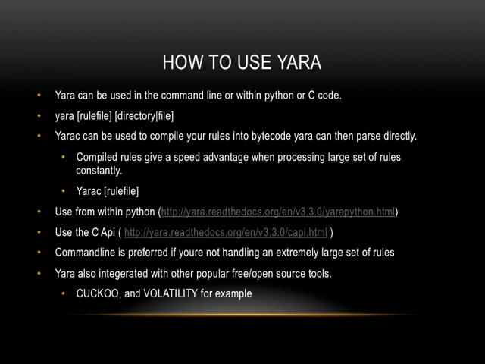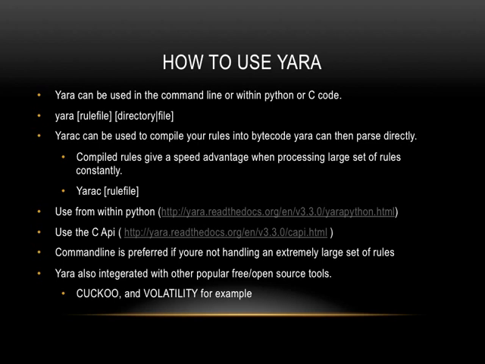YARA also comes with a compiler. It compiles your rules down into bytecode. What that does is give a speed advantage. If you're processing a lot of rules a lot of times, you want to compile the rules and have YARA process the compiled rules, because every time you run a rule, it has to parse it, reparse it, and then scan. So you want the compiled version of it.